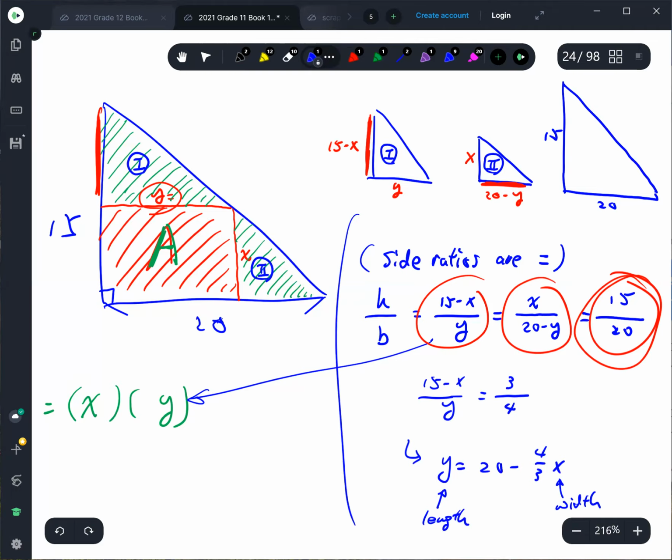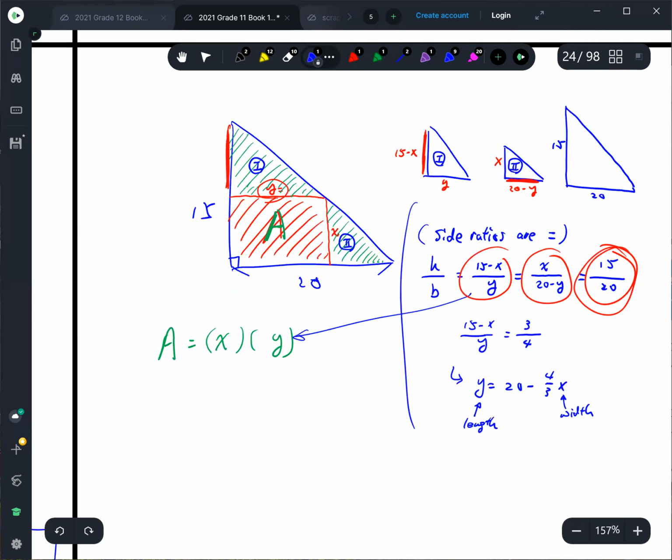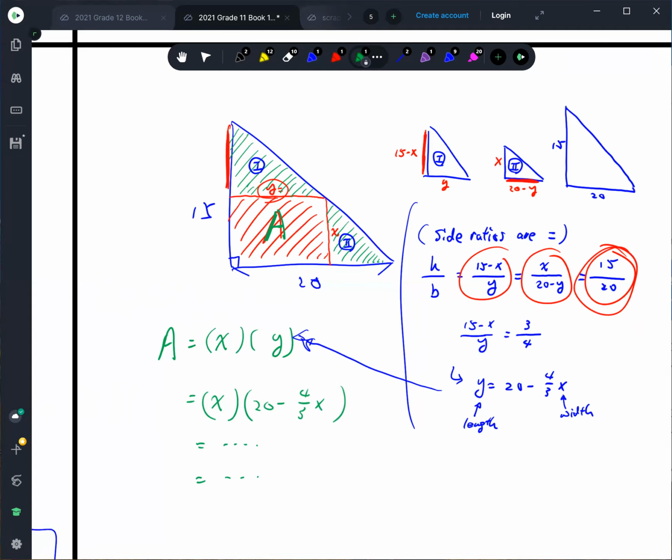Okay, so now we found our y. What do we do? You times it by x. Yes, okay, so you bring that into there, then you get area is x times that. And then after that, you turn it into vertex form.